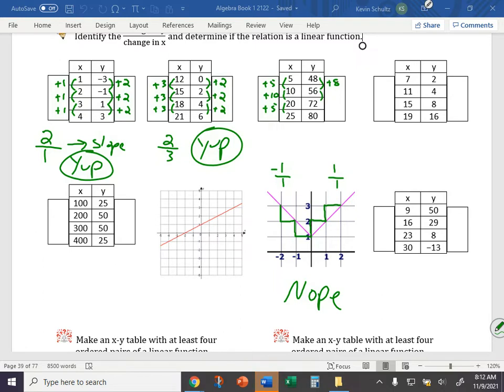Plus 8, not plus 6, plus 16, right? Oh, I didn't see that. And then plus 8 again.